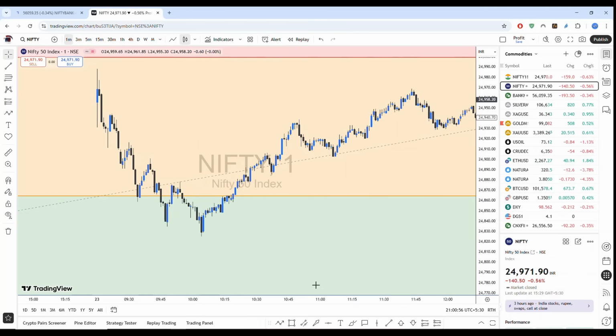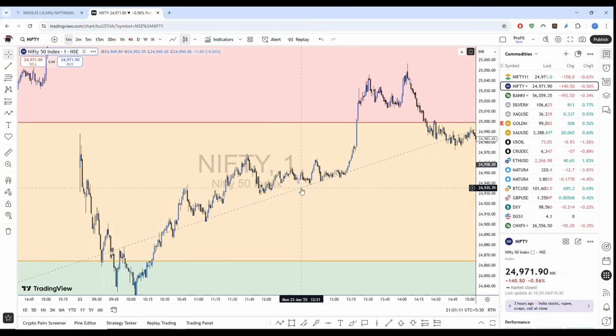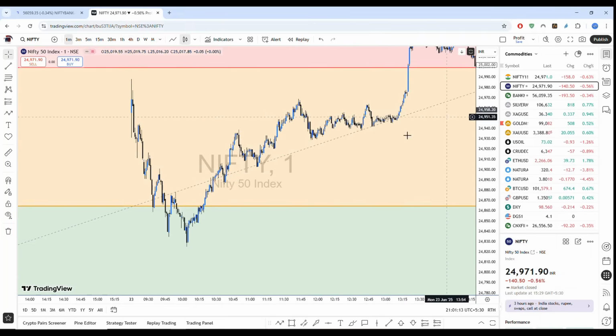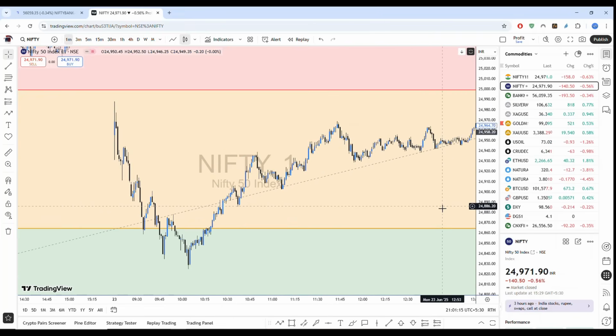You are not supposed to buy here. You are not supposed to buy here. Nowhere. If you are selling in this area, you should be very cautious, because we are entering a discount area, and the chance of a shoot up like this is very very high, and that's the result you see. So it's very simple.